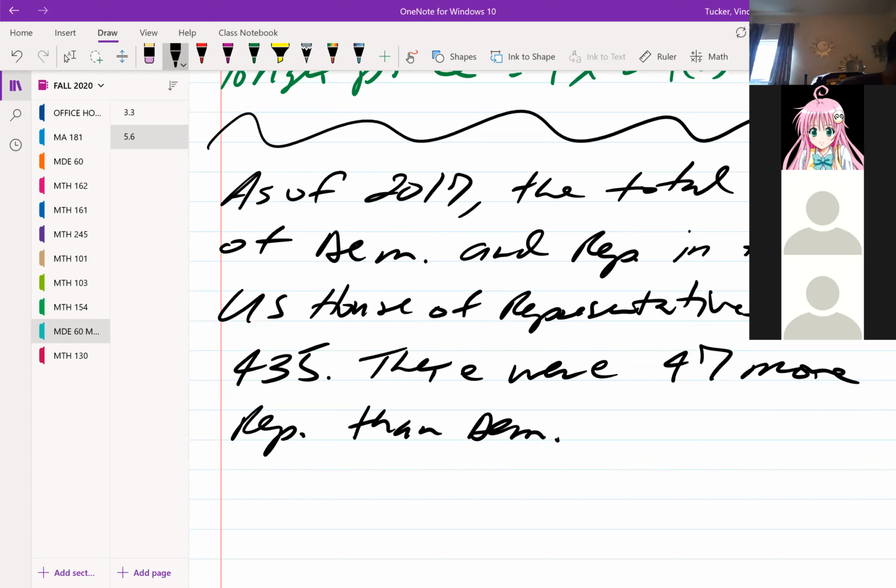Professor, that says total number in what? Total number of Democrats, DEM. Okay. Yep, I just try to shorten it up. And then the other one, REP for Republicans.